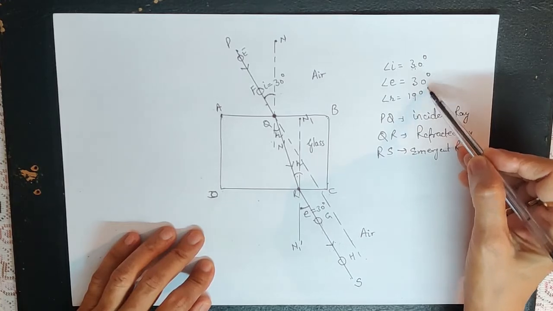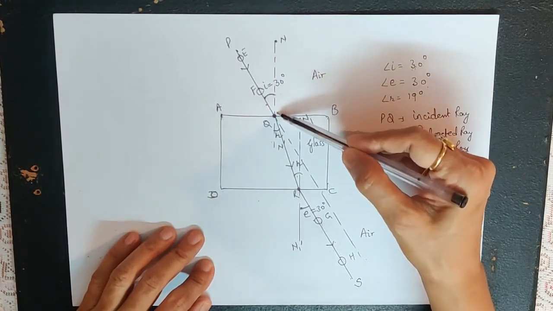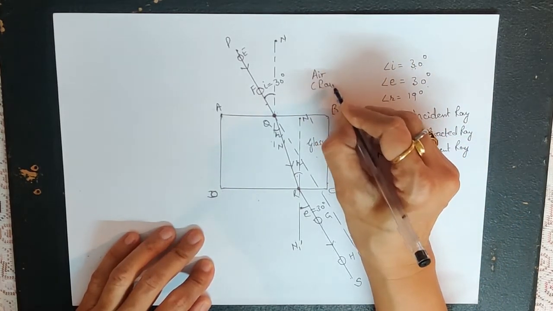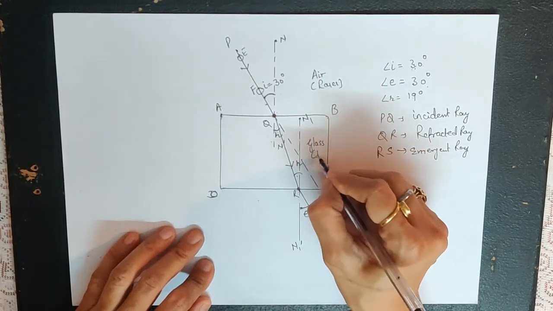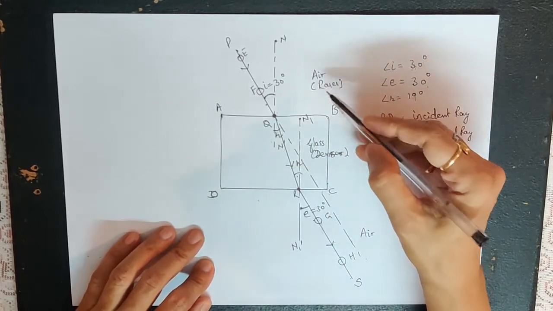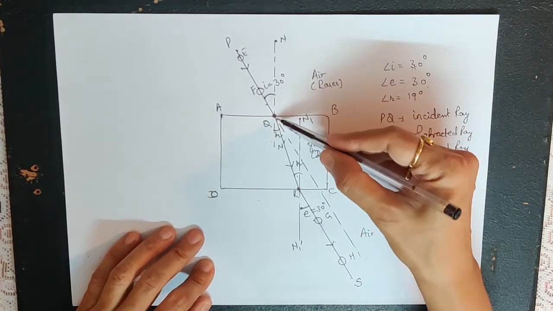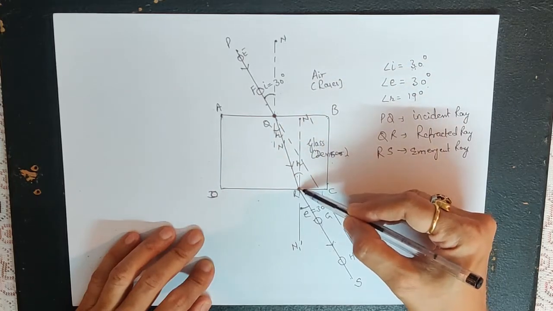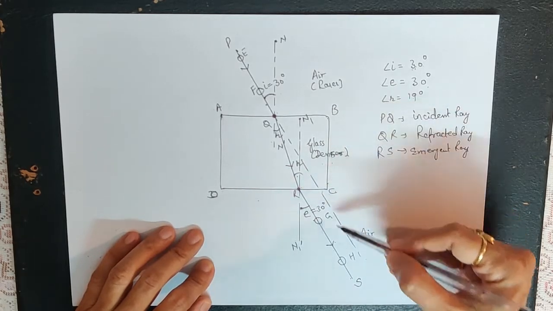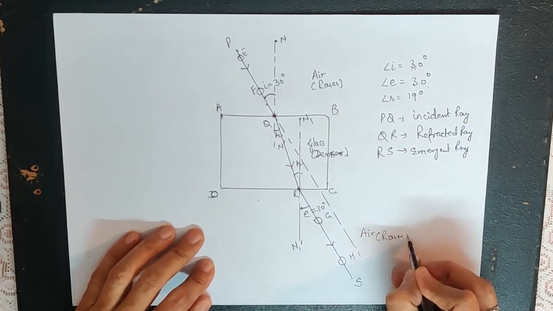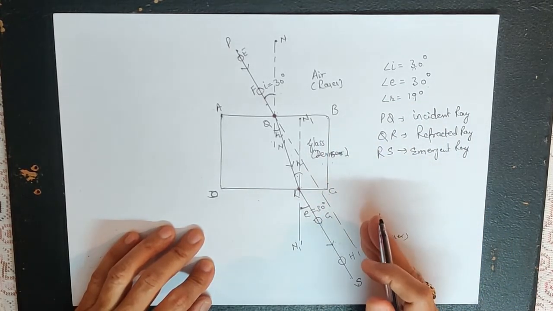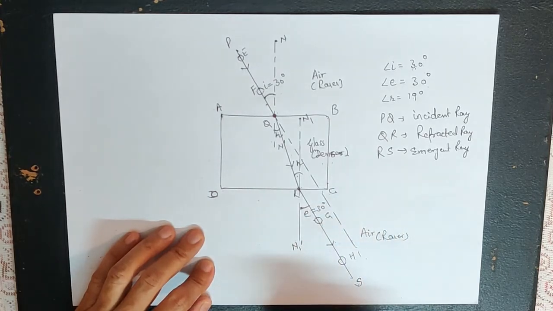Now let us understand the theory. This PQ ray, which is the incident ray, is traveling from air to glass. We know that air is rarer compared to glass, or you may say that glass is denser compared to air. So as the ray of light is traveling from rarer to denser, it will bend towards the normal. Now on this face CD, the refracted ray, which is traveling from denser to rarer medium again, will bend away from the normal. The emergent ray is parallel to the incident ray, but it is shifted sidewards.